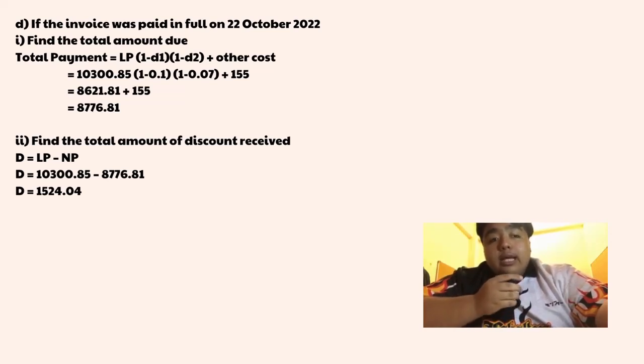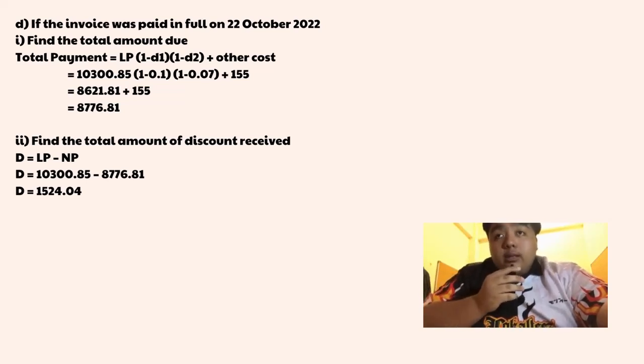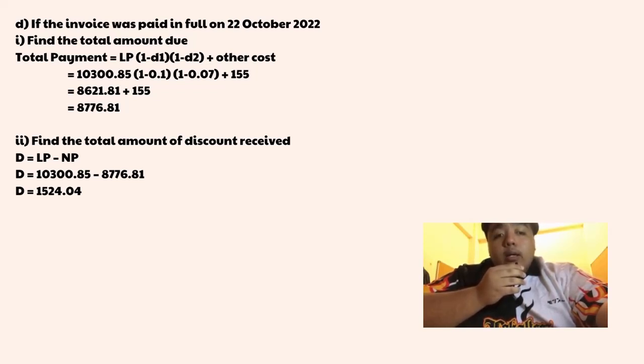The formula that I use is NP, which is the total payment, equals LP times (1 minus D1) times (1 minus D2) plus other costs. The LP is 10,385 times (1 minus 0.1) times (1 minus 0.07). The answer is 8,621.81, and it will be added with all other costs, which is 155. The answer is 8,776.81.